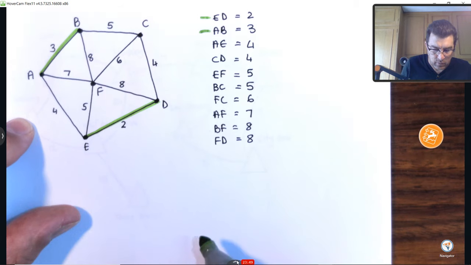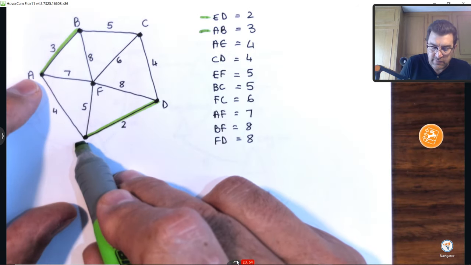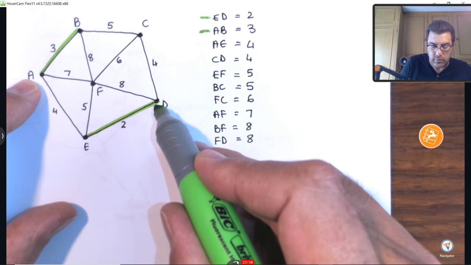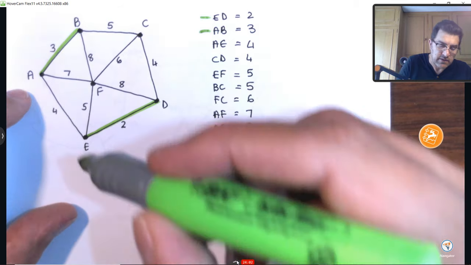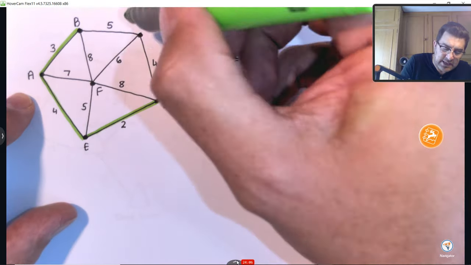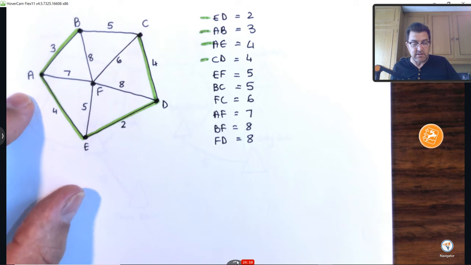AE is 4. Now AE lies where? There's AE. It's 4, or I could use CD. Whichever one I want to use, as long as I don't have a cycle. Now in this case I'm going to use both AE and CD, because I don't have a cycle.